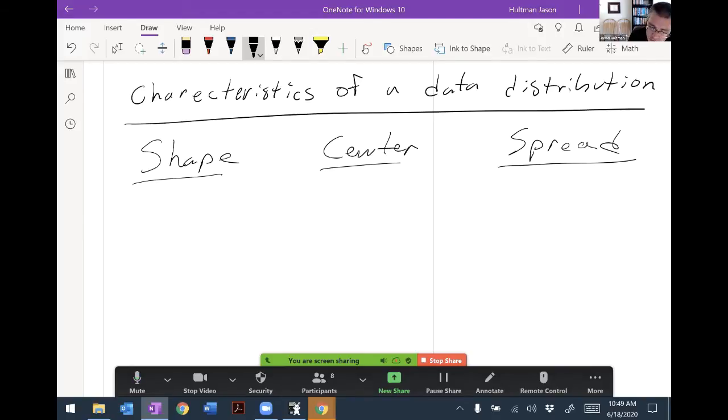So for shape, we want to know 2 questions that are most important in statistics. Is it symmetric? And is it unimodal? And we'll talk about what those mean.